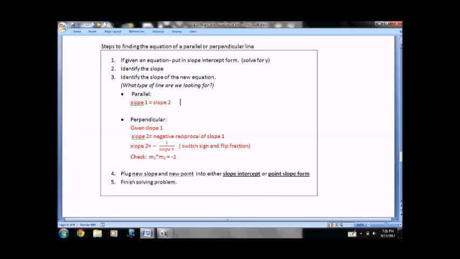Now that you have your new slope, you are going to plug it into either a slope-intercept equation or a point-slope form, depending on what you're trying to find. The fifth step is to continue to simplify the problem.